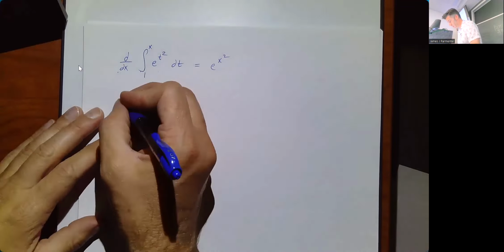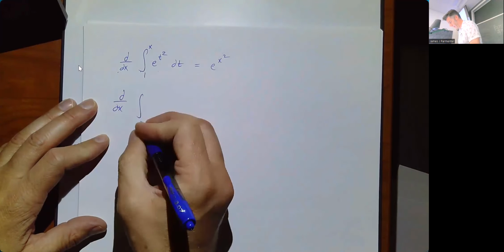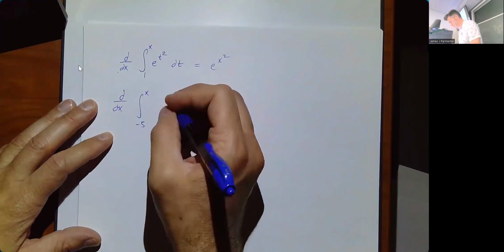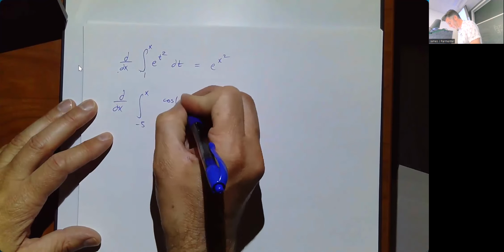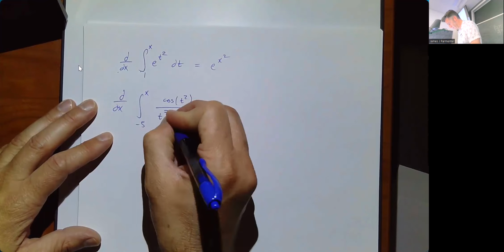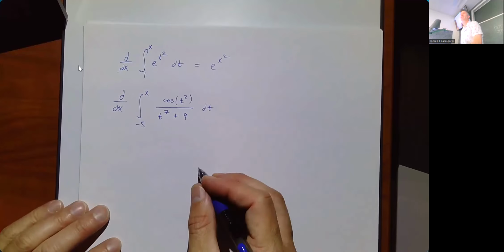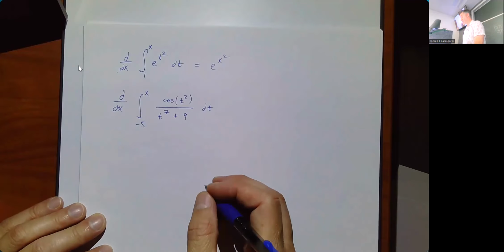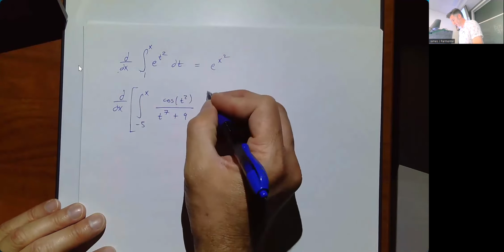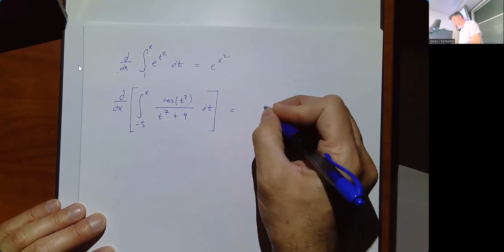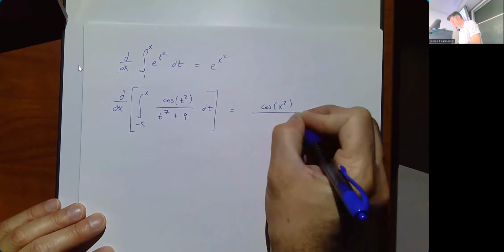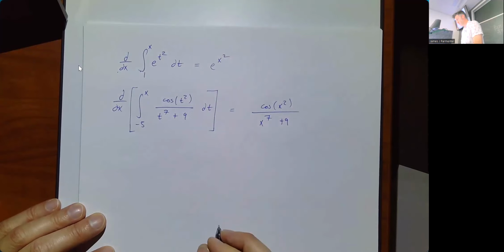For example, if I want to find the derivative of the integral from -5 to x of something gross looking like cosine of t squared over t to the 7th power plus 9 dt, odds are that's probably not something you can find the antiderivative of. I don't know. I just made it up. It might be if you did some weird stuff, but it's probably not. But we don't need to because we're not being asked to anti-differentiate. We're being asked to find the derivative of the antiderivative, which is just cosine of x squared over x to the 7th plus 9. Done.